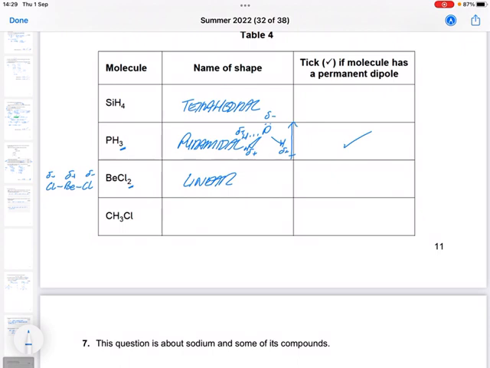And then CH3Cl. So carbon's in group 4, that's 4 electrons. Each hydrogen brings 1 electron each, so that's 4, 5, 6, 7. Chlorine brings 1 as well, so that is 8. Divided by 2, that's 4 pairs. So that's going to be tetrahedral. But with this tetrahedral here, so if I put the chlorine there, hydrogen, hydrogen and hydrogen. So I've got δ minus up there and then δ plus, which again means that this is going to be a polar molecule. So I do need to put a tick in that one as well.